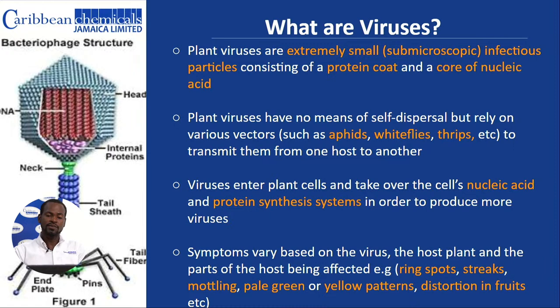Some of the common symptoms you'll observe in plants are mottling, streaks, and peeling of the plant, several variations. Even some of the ornamental varieties that persons love, where you have variegated patterns, you get a beautiful pattern from the virus, but it's a viral infection.